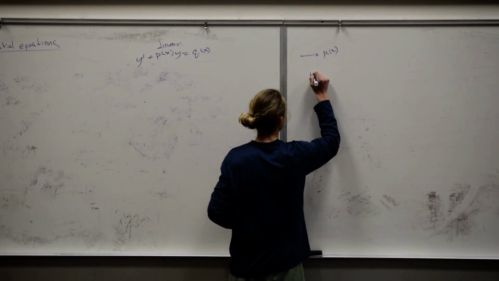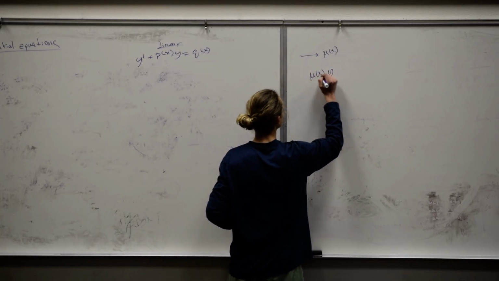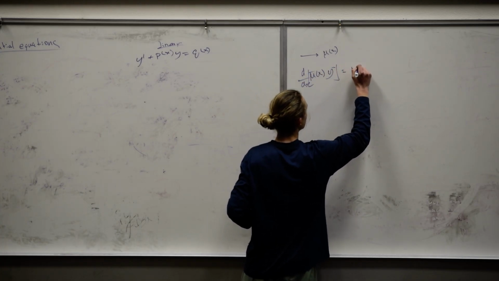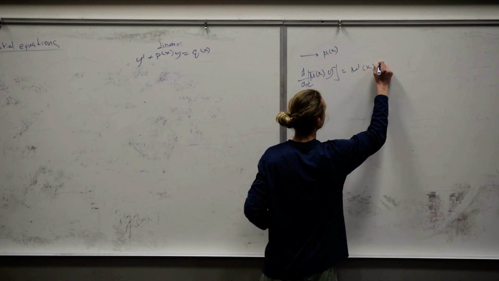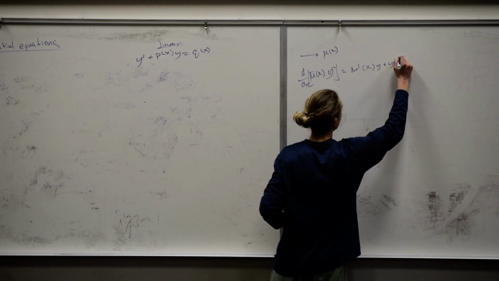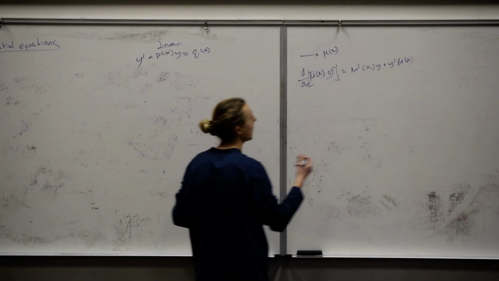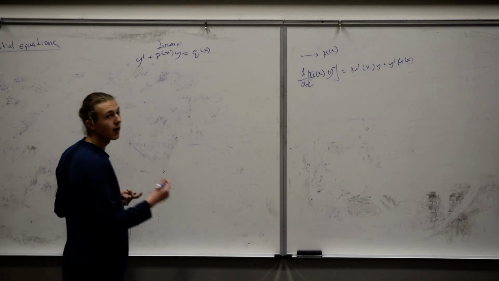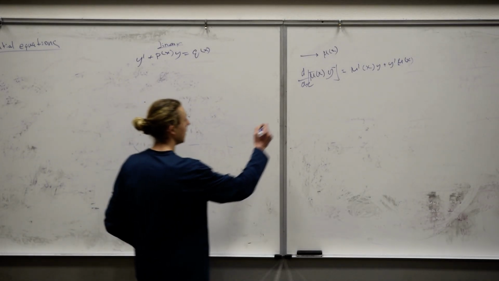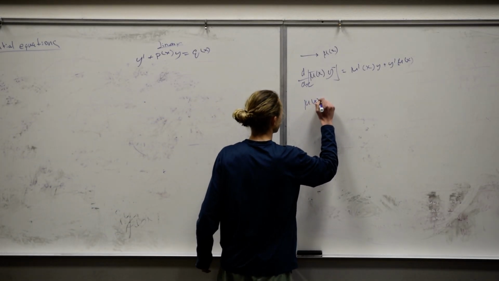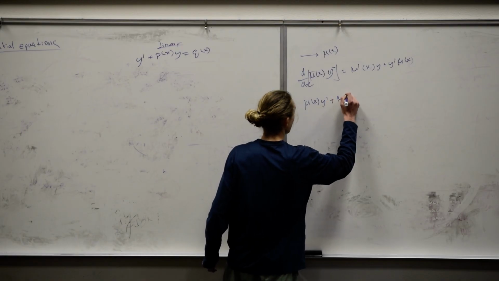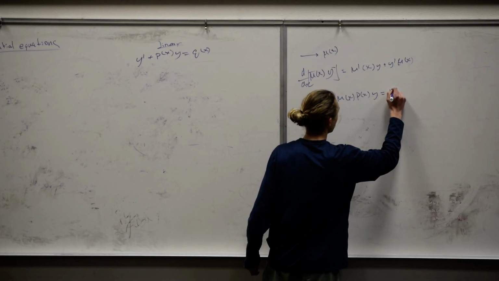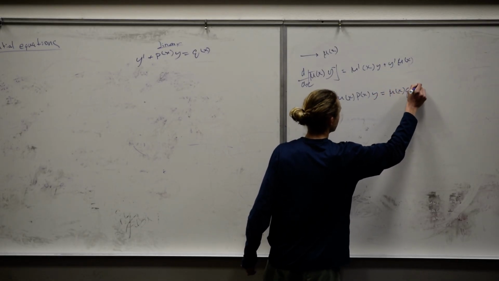We want this function mu of x to have a certain property. The derivative of mu of x times y is mu prime of x times y plus y prime times mu of x. That's just the definition. But the property we want is, if we multiply the entire equation by mu of x, we get mu of x times y prime plus mu of x times p of x times y equals mu of x times q of x.